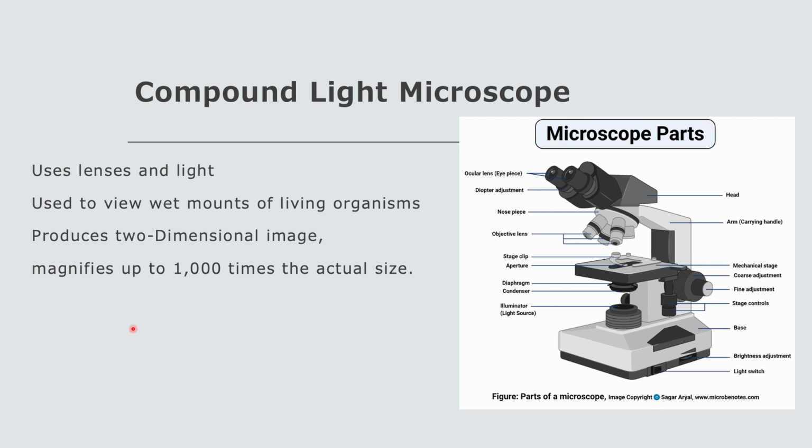The light microscope produces a two-dimensional image and it can magnify up to 1,000 times the actual size. Now the magnification is going to vary based on the different objective lenses and then the magnification within the eyepiece. Our microscopes in the classroom do not go to 1,000, however they do have the capability if we were to change those lenses.